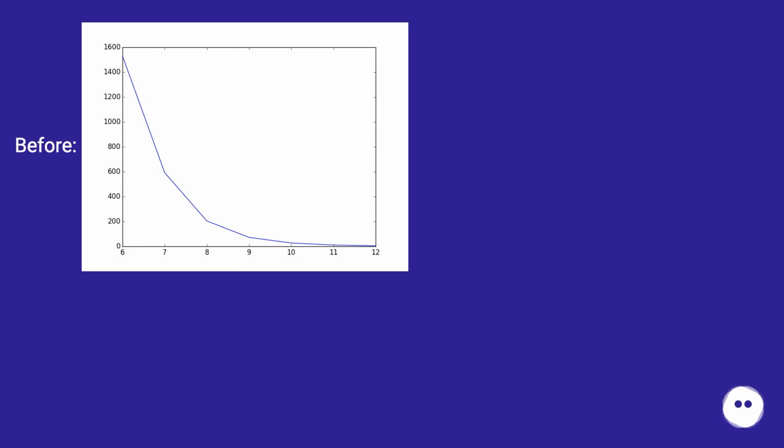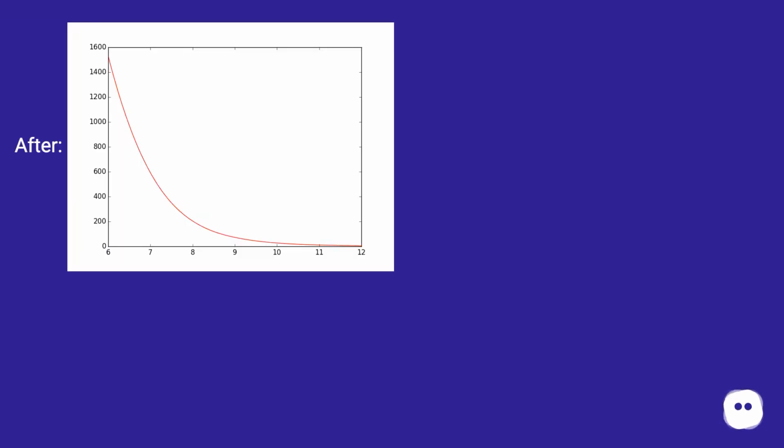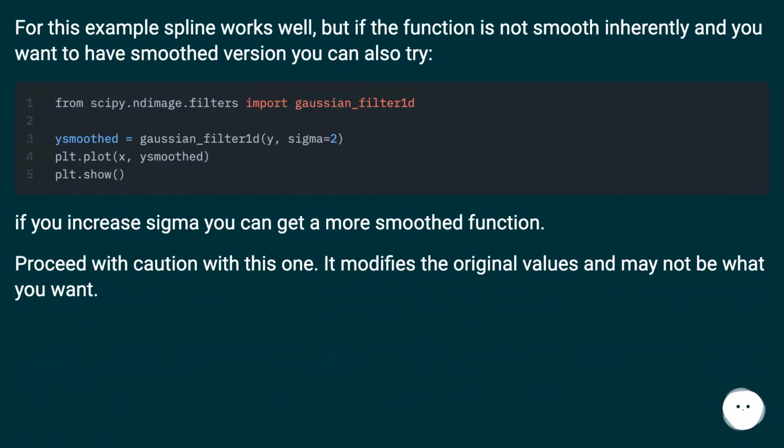Before. After. For this example, spline works well, but if the function is not inherently smooth and you want to have a smooth version, you can also try this.